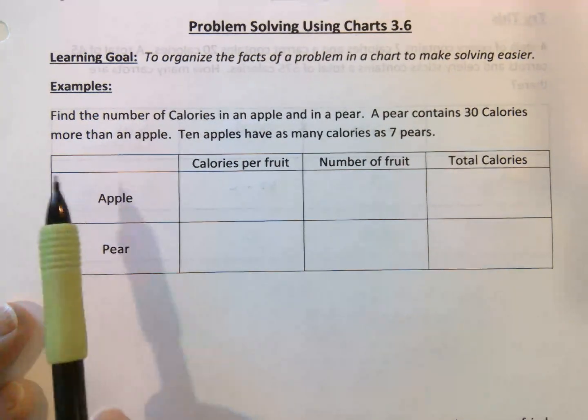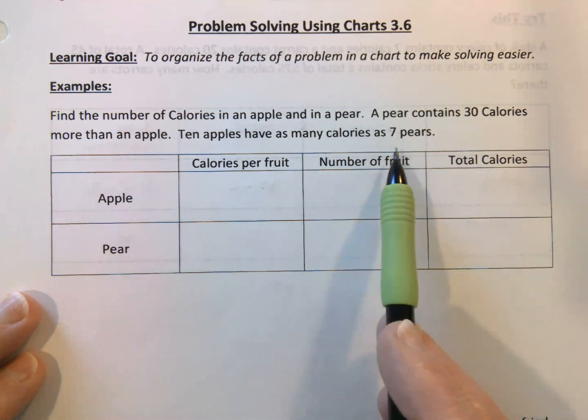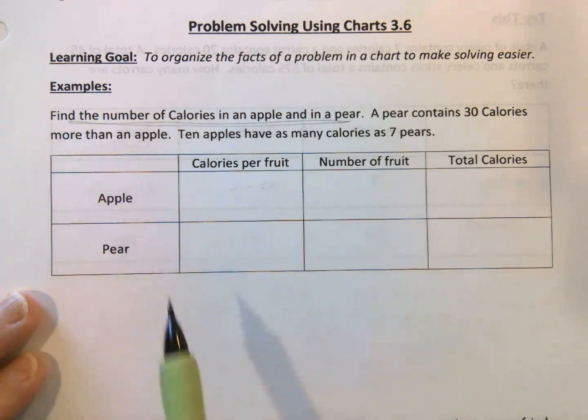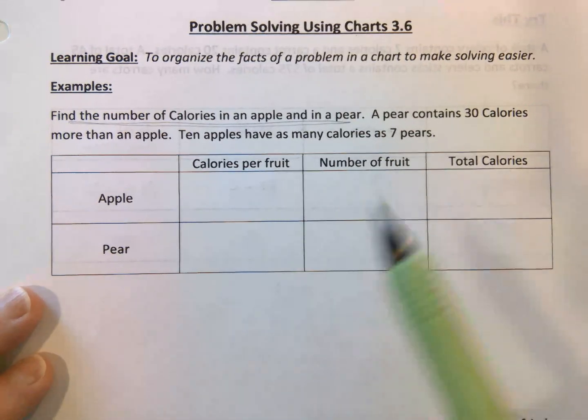Our first example says: find the number of calories in an apple and in a pear. A pear contains 30 calories more than an apple. 10 apples have as many calories as 7 pears. So we've been given a bunch of information. What we're looking for is the number of calories in an apple and in a pear. So this is where our unknowns are going to go, because that's what we're looking for.